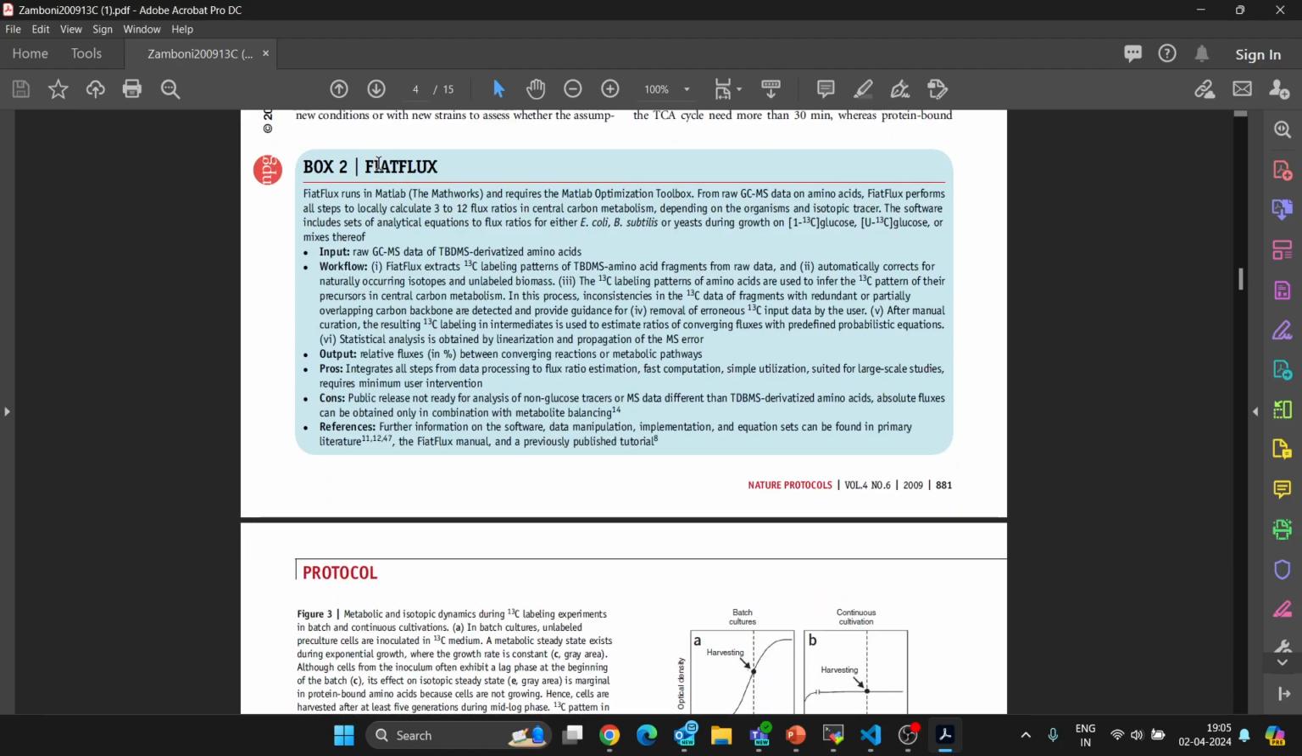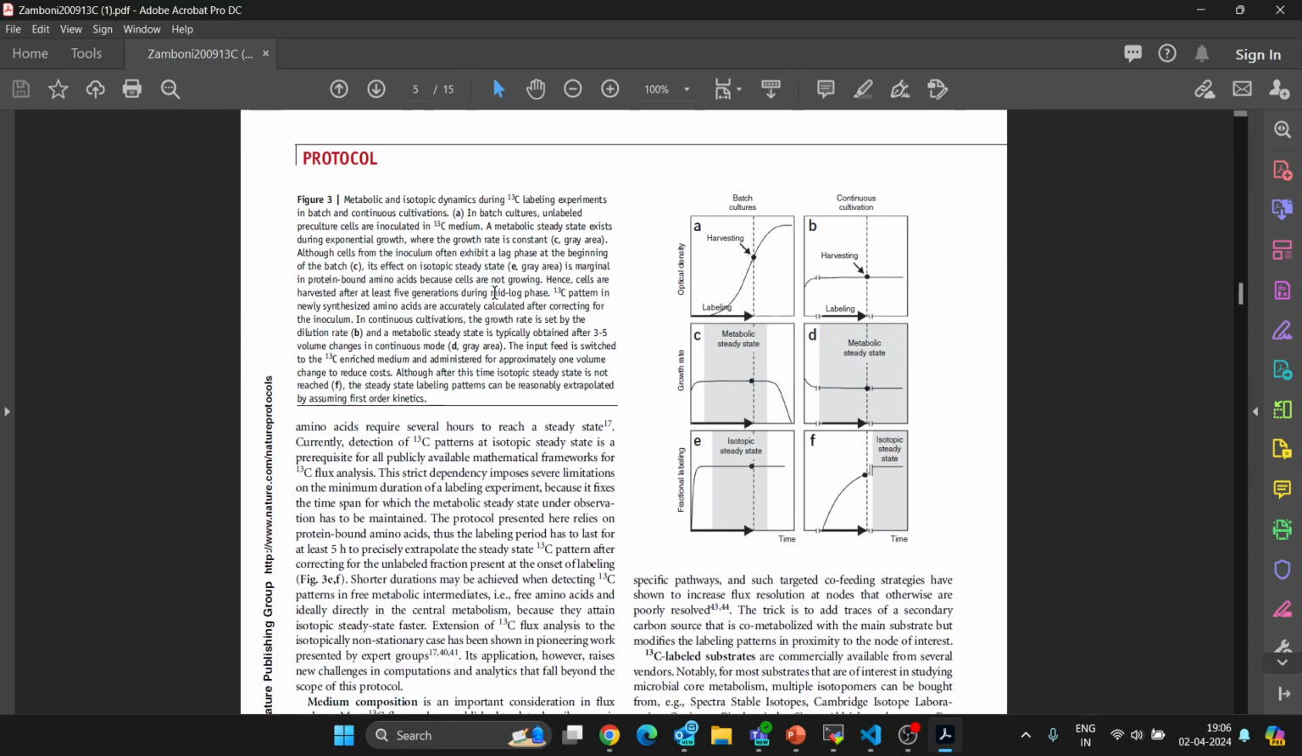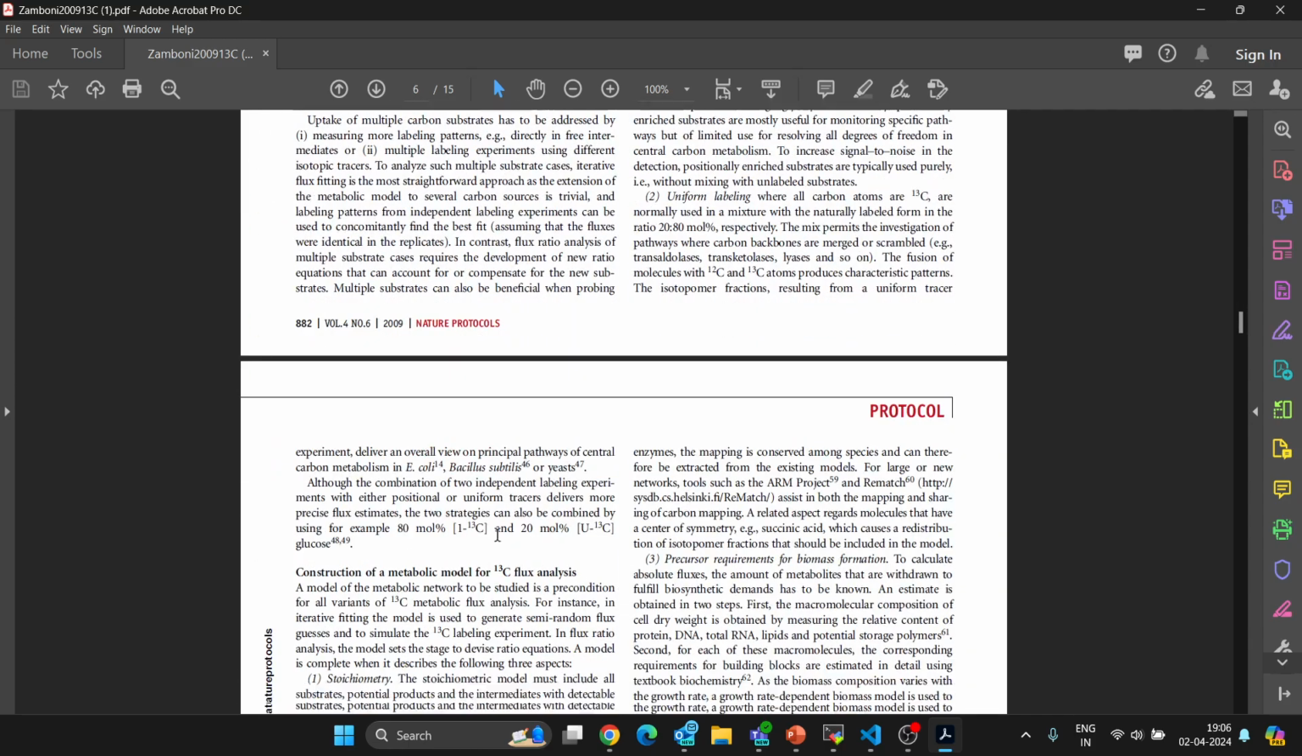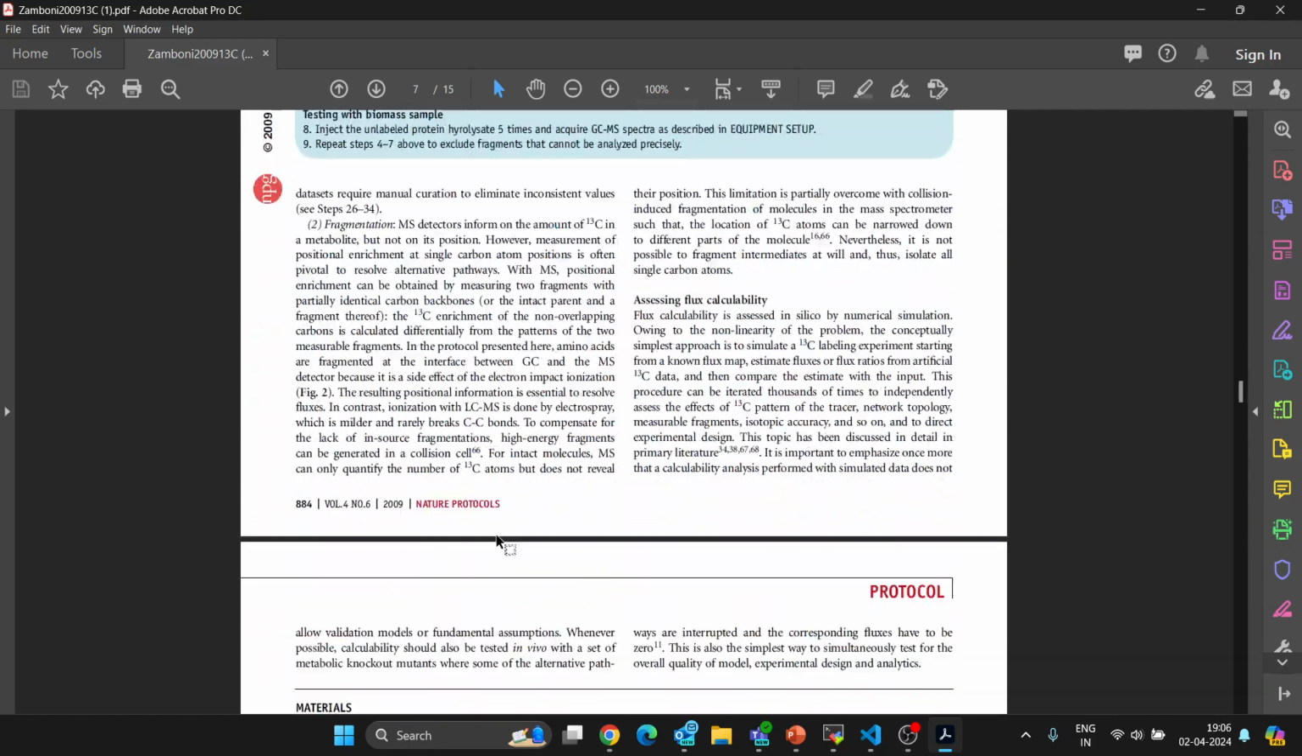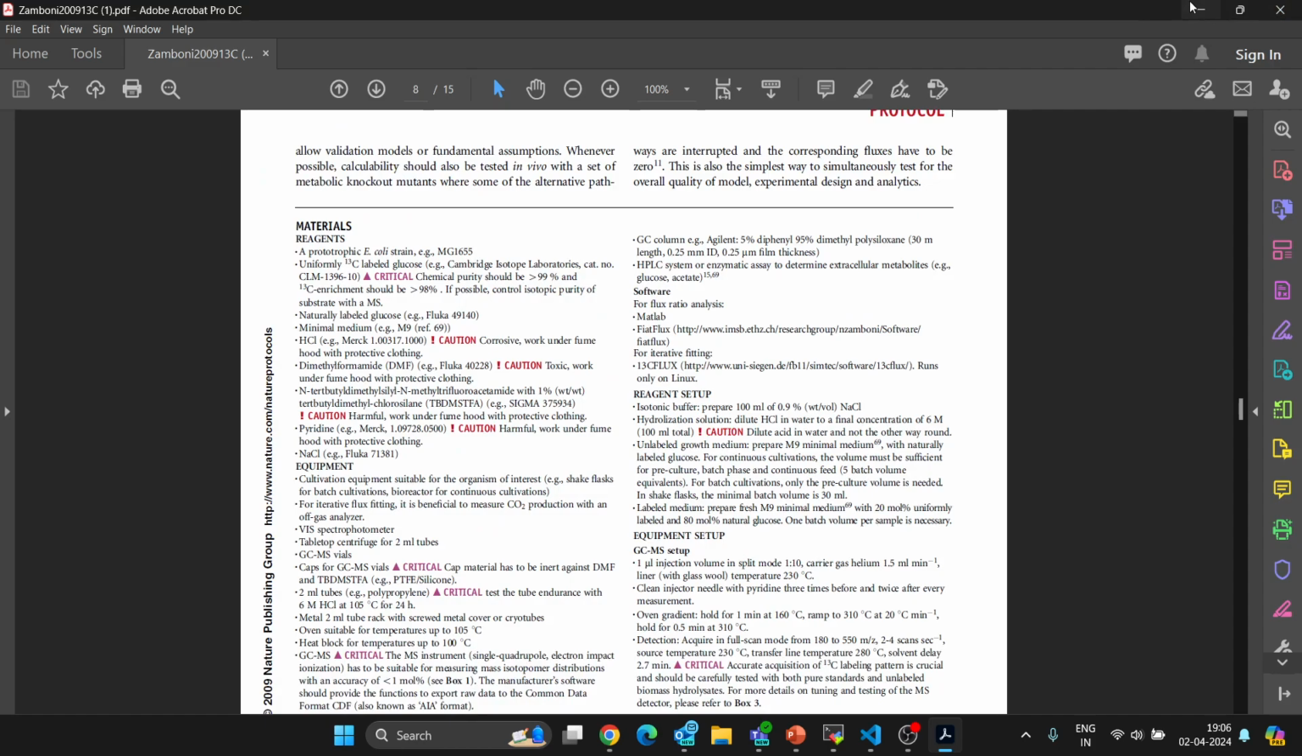Basically, this is another concept that I talked about, this fiat flux. From raw GCMS data, you can basically calculate flux ratios in central carbon metabolism depending on organisms and or isotopic tracer. So this is also a useful function or software in MATLAB. And yeah, it contains all the details required for this study.